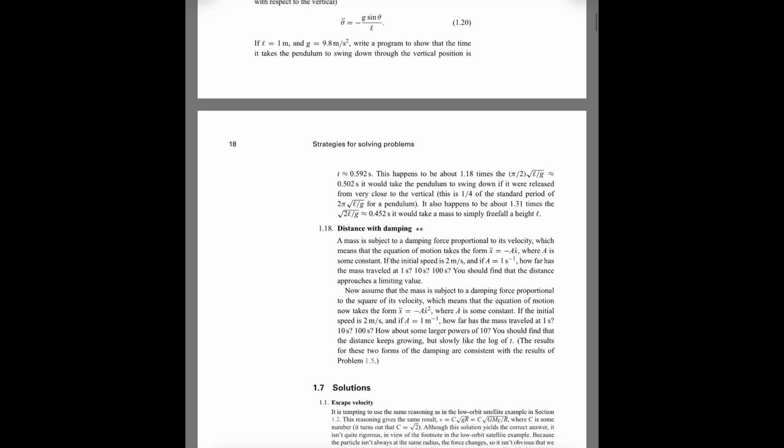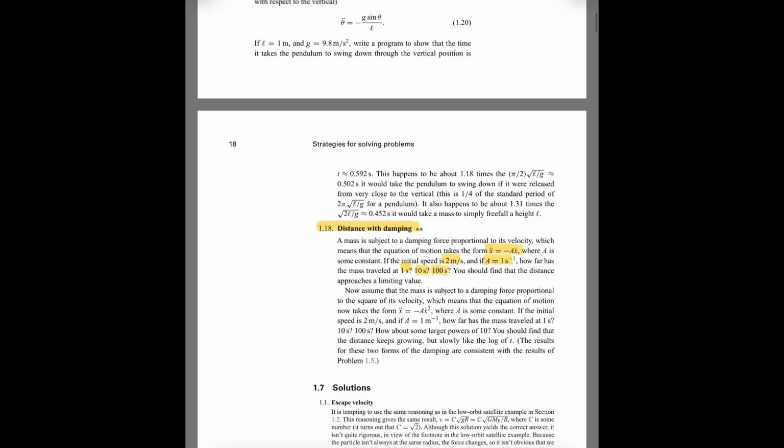In this video, we're going to do section 1.4, solving differential equations numerically. The last problem, 1.18, distance with damping. A mass is subject to a damping force proportional to its velocity, which means that the equation of motion takes the form x double prime is equal to negative a x prime, where a is some constant. If the initial speed is 2 meters per second, and if a is equal to 1 over seconds, how far has the mass traveled at 1 second, 10 seconds, 100 seconds?